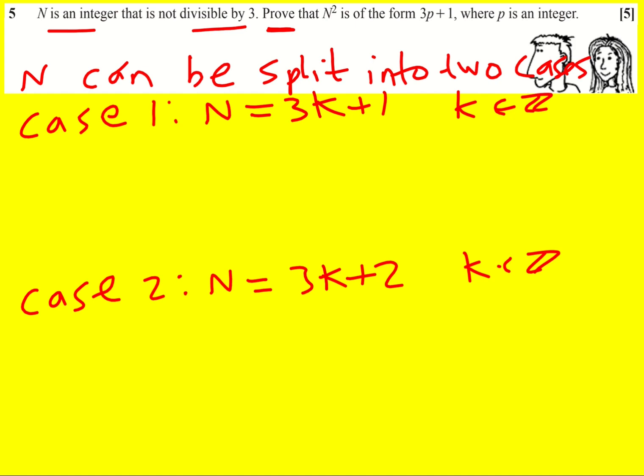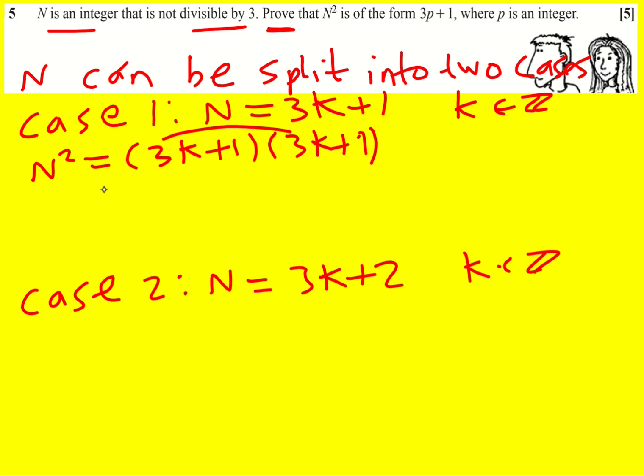Okay, let's do this. So we want to prove that n squared is of the form 3p plus 1 where p is an integer. So n squared is going to be (3k plus 1) all squared. I'm going to write my double brackets. And I can multiply this out to give me 9k squared plus 3k plus 3k, so plus 6k, and then plus 1.